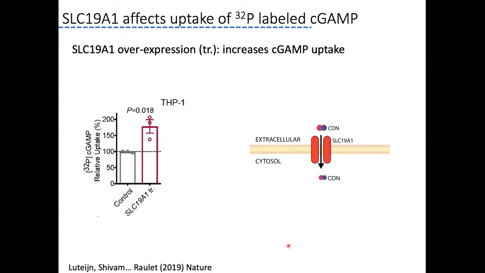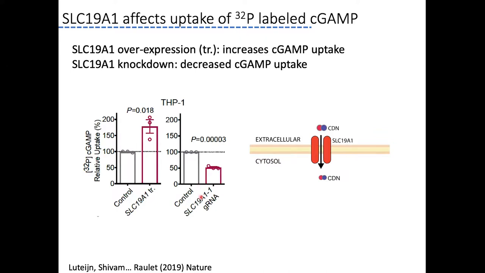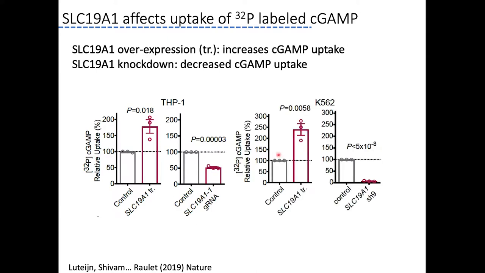So finally, we look directly at the uptake of cyclic dinucleotides, and therefore we used radio-labeled cGAMP in cells that overexpress SLC19A1. And there you can nicely see that it increases the uptake of radio-labeled cGAMP. On the other hand, if you deplete SLC19A1, the uptake is reduced. So this is in THP1 cells, and similar results were seen in K562 cells. So a very nice increase in the uptake when you overexpress it, and very high depletion when you remove SLC19A1.